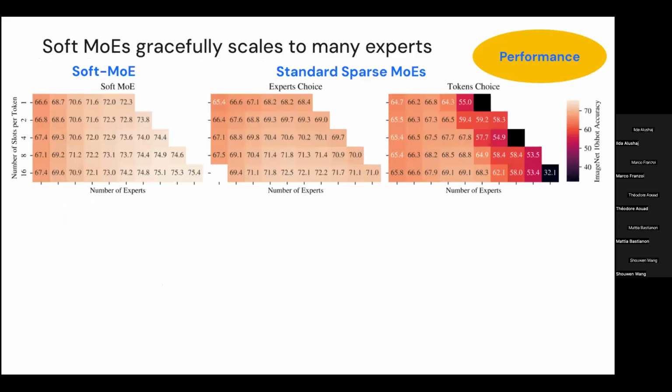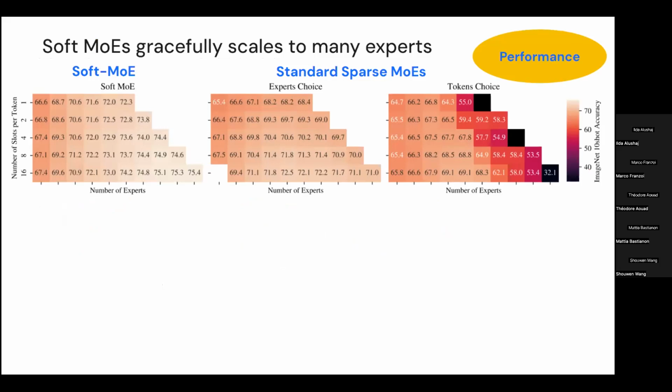So why does it work? It's hard to answer that precisely, but something that we've noticed, a nice property that seems to correlate with good performance, is the ability to use lots of experts. So I'll take you through this diagram that shows that.